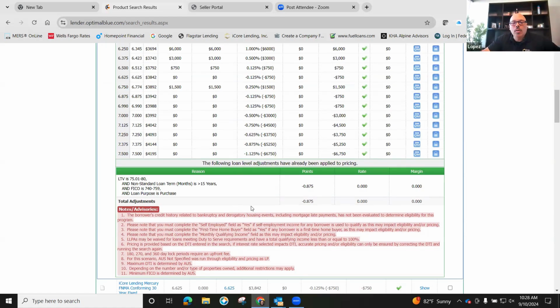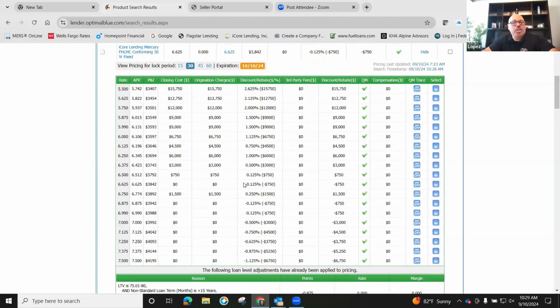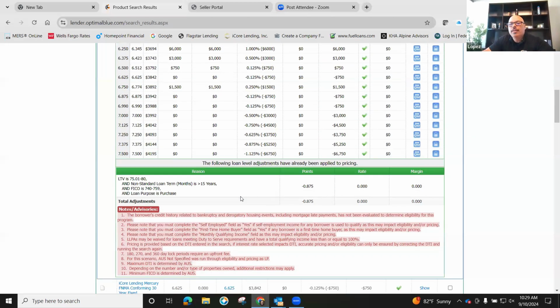Great question, Deshay. If someone is pricing, it doesn't matter if it's a non-QM loan or an FHA loan or a VA loan, when you price it and you take a screenshot to say, hey, this is the pricing I'm getting, make sure you include down here what the adjustments are for. That way you can have an intelligent conversation with the lock desk to say, hey, this is what I got, and I can show you this is what we got, and this is why we're different.